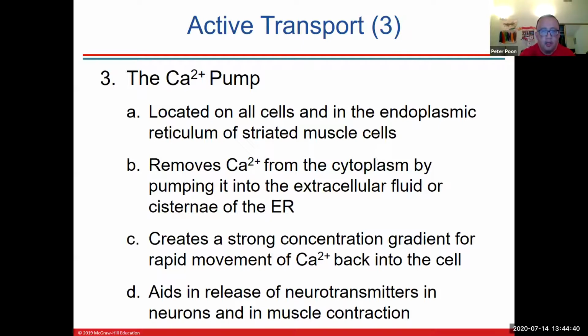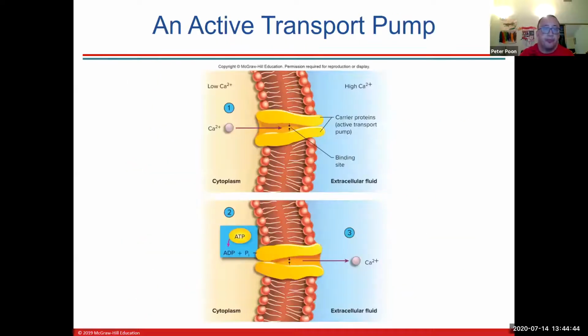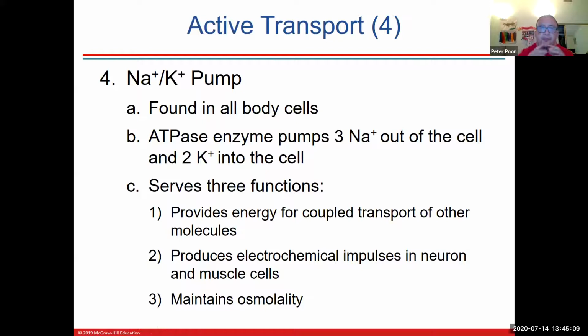All right, so the calcium pump. We're using ATP, pumping things out of the cell here, and burning ATP in the process.